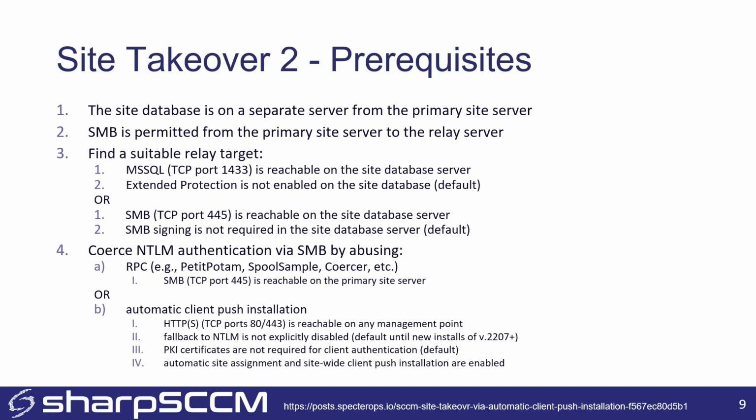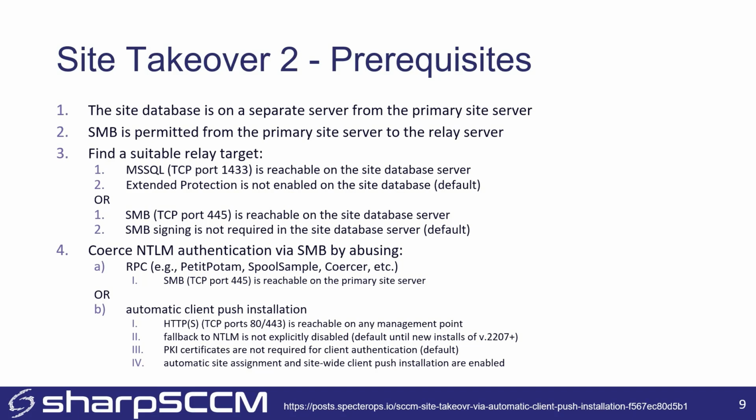Most of the time, RPC is going to be a better choice. There are fewer requirements, but it does require that SMB is reachable on the primary site server, and you can use something like PetitPotam or SpoolSample to coerce that NTLM authentication to your relay server.